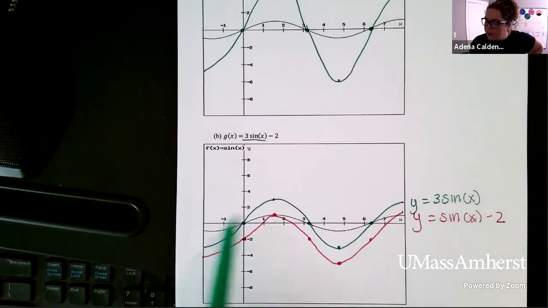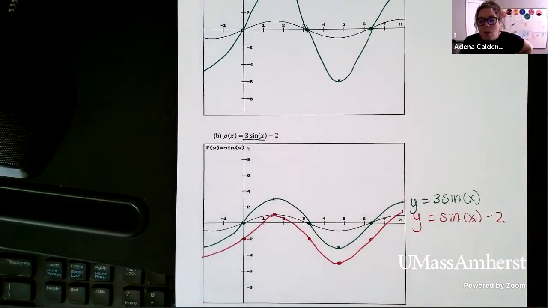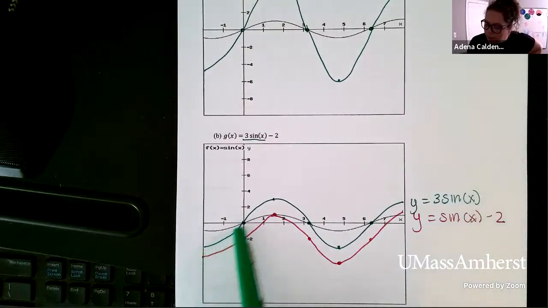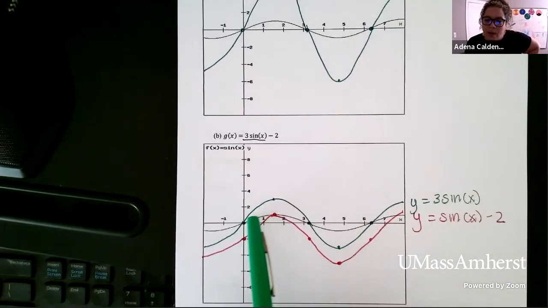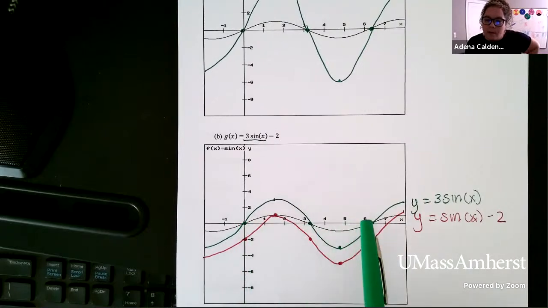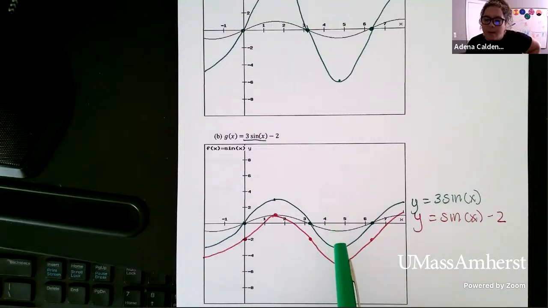So before I moved it down, I started with the 3 sine of x. I thought, what will that 3 do? So that's my green graph here. And I did the same thing I did for 6, but with 3. So I started with the zeros. And then I took the max value and bumped it up to 3, and the min value and bumped it down to -3. And then otherwise, it has to have the same general shape.